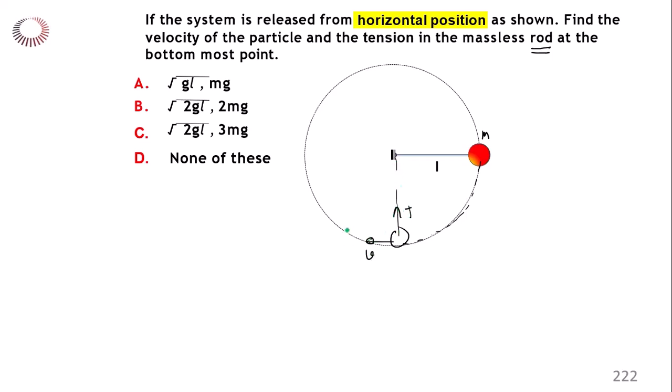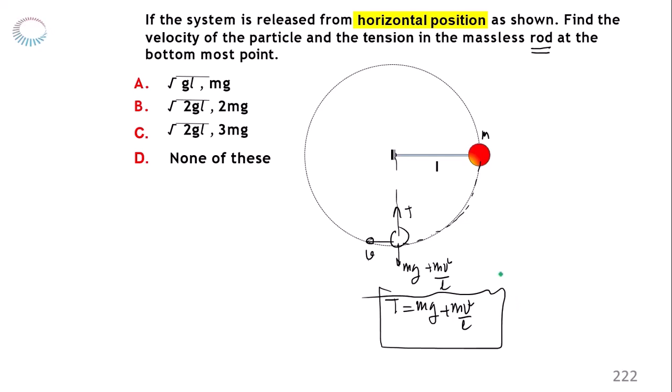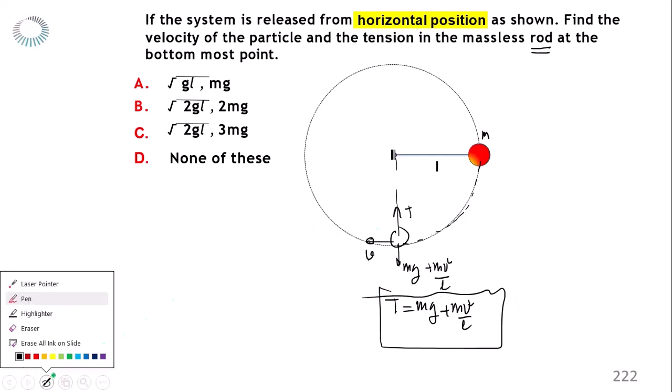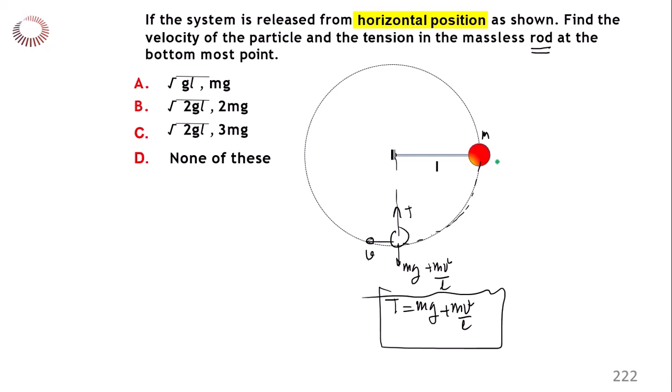So let us say this is T. So in this situation mg is acting downward, and due to v there is another mv square by l. So tension at the bottommost position should be equal to mg plus mv square by l. Now again I have to calculate the v number. So in order to calculate v, I have to apply the work energy theorem between these 2 points. Let us say this is point A, this is point B. I am taking the reference at point B. This is the reference line. So kinetic energy at point A: since the particle is released at point A, kinetic energy is 0.